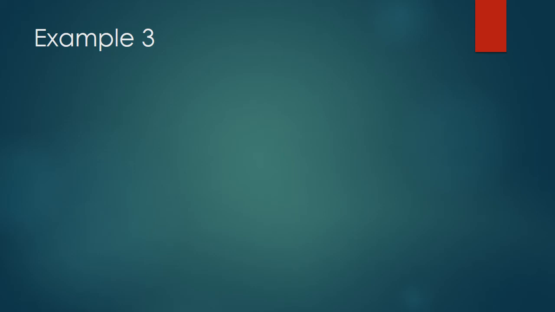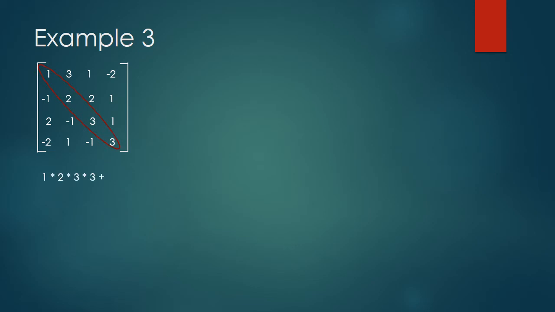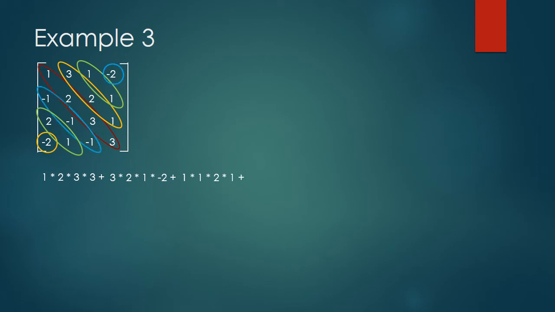So here we have our next example. This time we're going to do a 4 by 4 matrix. So we start with our diagonals that go from left to right. And then we have to cover the diagonals that go from right to left.